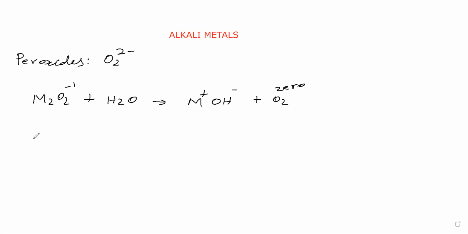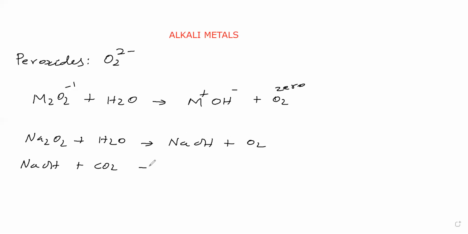Now we'll take sodium peroxide, Na2O2. It will take atmospheric moisture and becomes sodium hydroxide and oxygen. This sodium hydroxide takes carbon dioxide and becomes sodium carbonate and water.